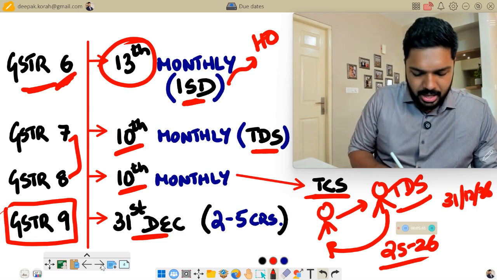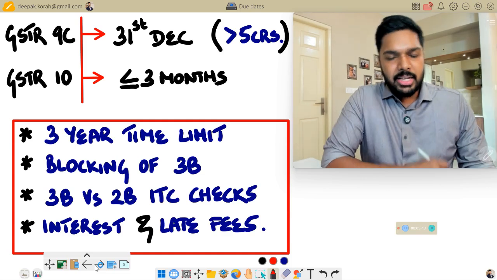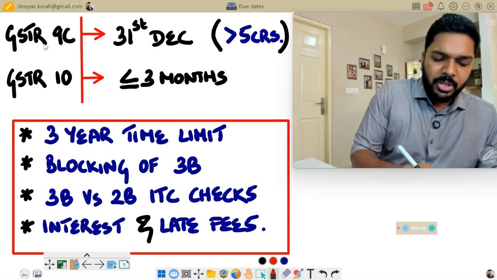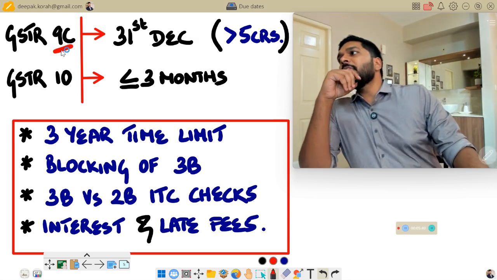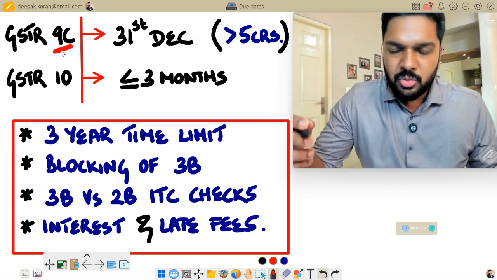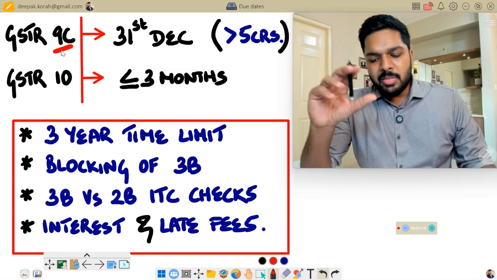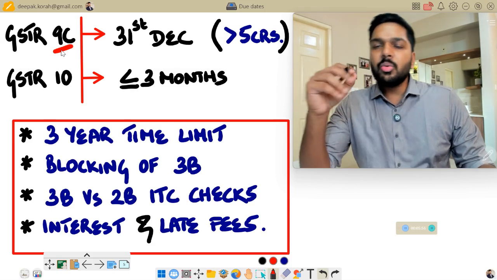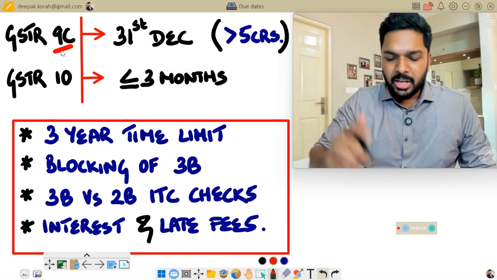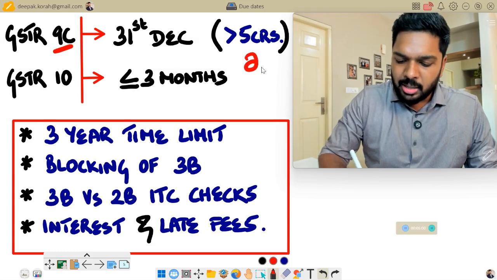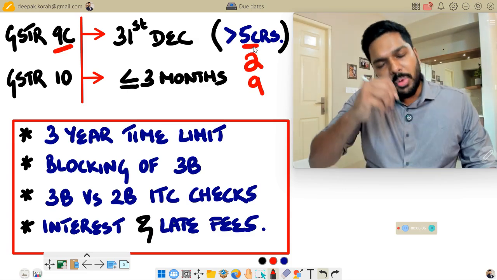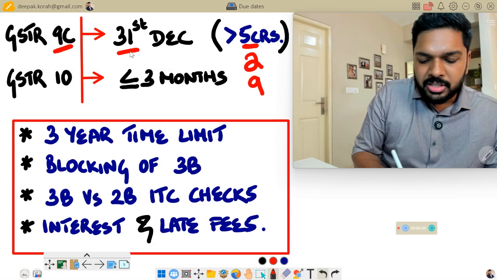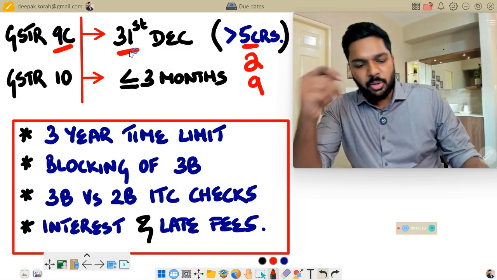2026. Then comes GSTR-9C. Along with this annual return, you have something called a 9C, a reconciliation statement to basically reconcile the figures appearing in the audited books as well as GSTR-9. And this is meant for those whose aggregate turnover is above 5 crore rupees. So for those whose aggregate turnover is above 2 crores, you have a GSTR-9. And for those whose aggregate turnover is above 5 crores, you have a GSTR-9C, which again is to be filed by 31st December of the subsequent year.